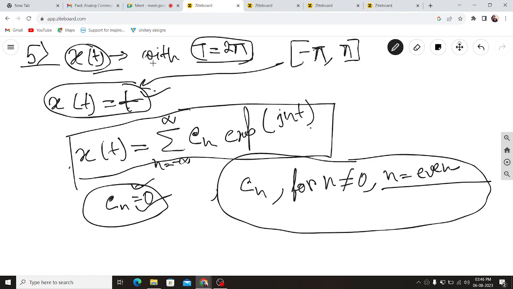So I was explaining question 1. It says that x(t) is a signal with period T equal to 2π, defined from minus π to π. We have to find the Fourier series representation of Cn for n not equal to 0 and for n equal to even. I will solve this question, and you can also think a little bit about it first.